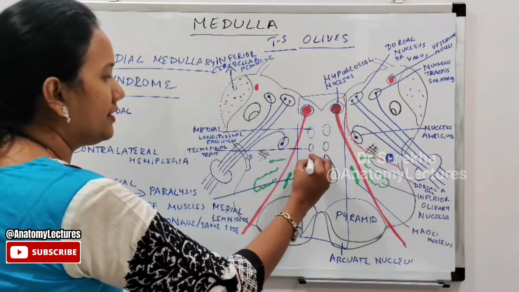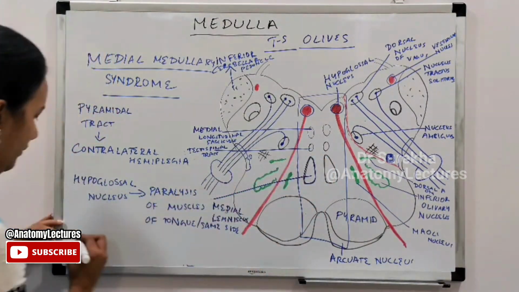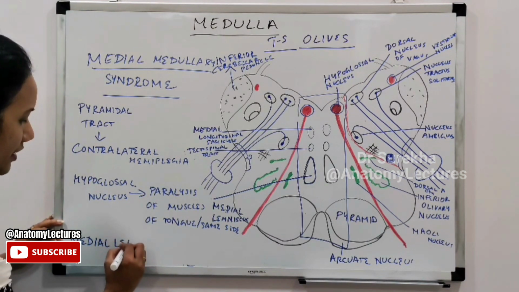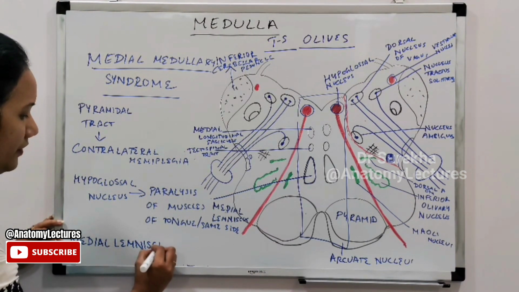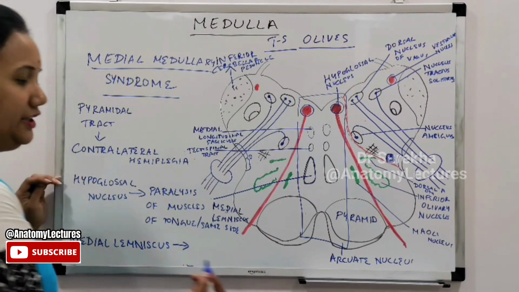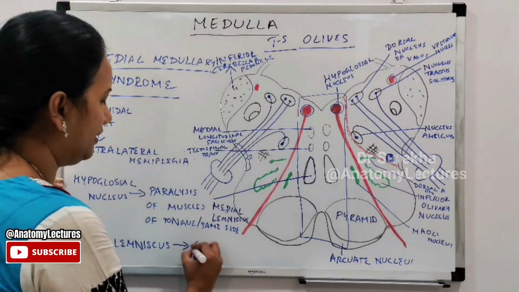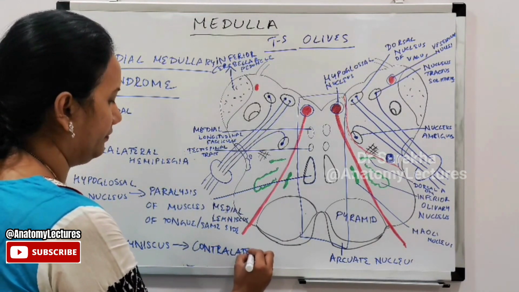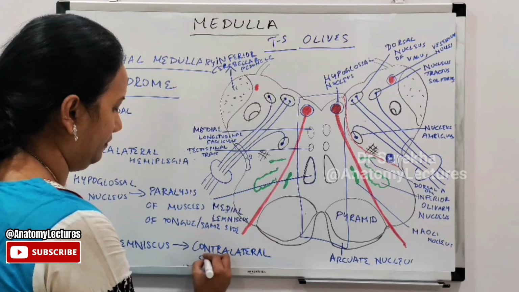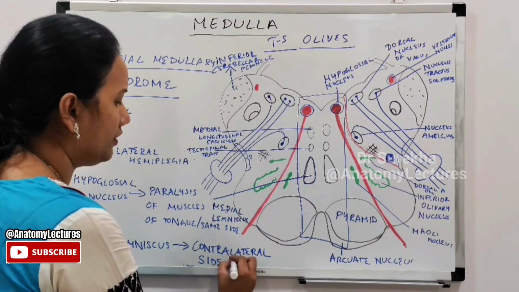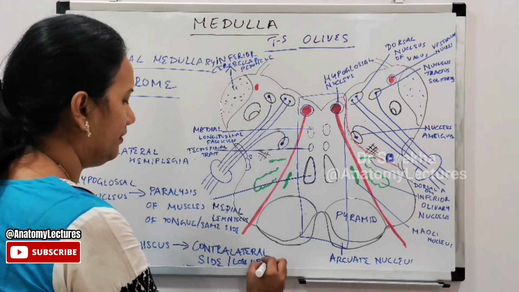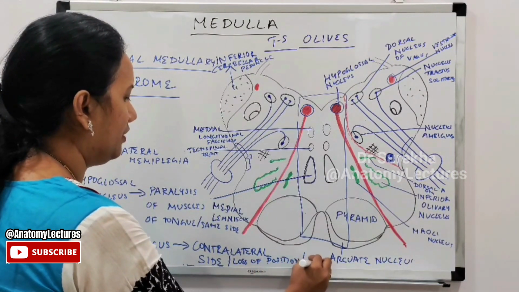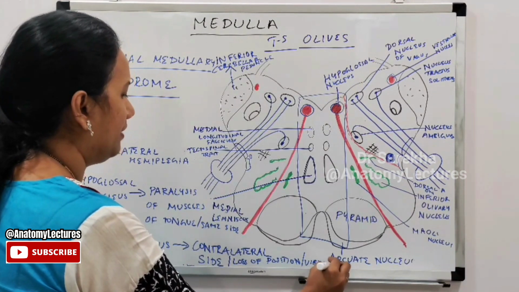And then this medial lemniscus is involved. Because of the involvement of the medial lemniscus, there will be a loss of position and vibration sense in the contralateral part of the body, opposite side. Loss of position and vibration sense because of the damage to this medial lemniscus.